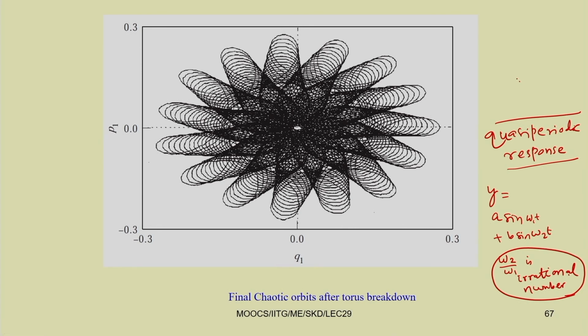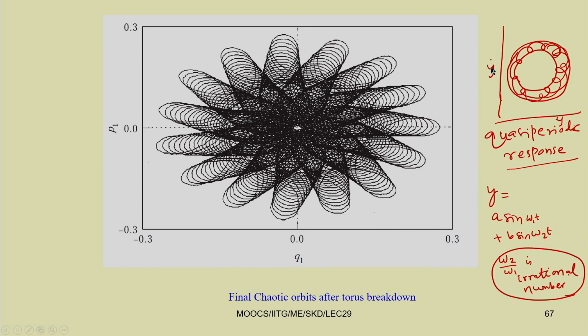In case of torus, for example, you have 2 loops. If you plot the phase portrait, the shape will be like this. Inside you have 2 loops and they are connected by this. This is the phase portrait, that is your y versus y dot.